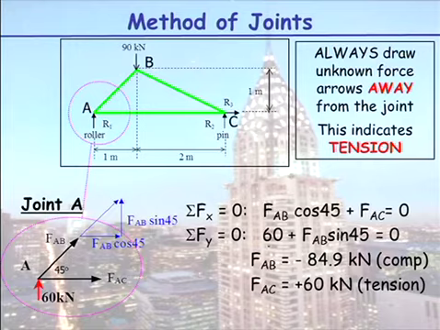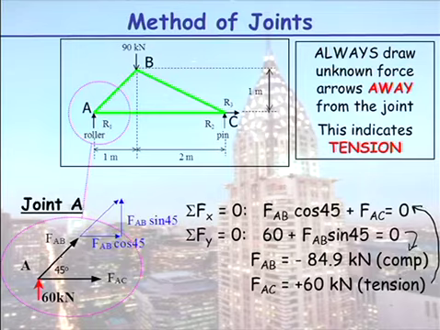Then we have only the sine component here of our diagonal member. They equal 0. So from this second equation, we can solve for AB straight away. And once we know AB, we then substitute into our first equation and solve for FAC.